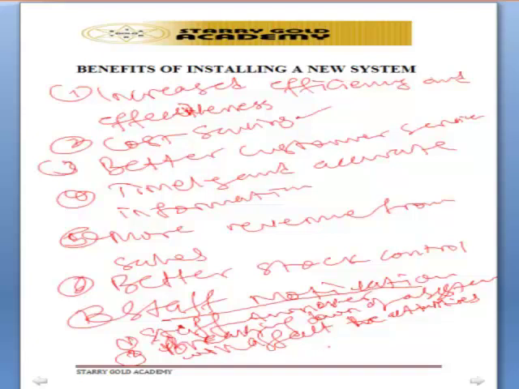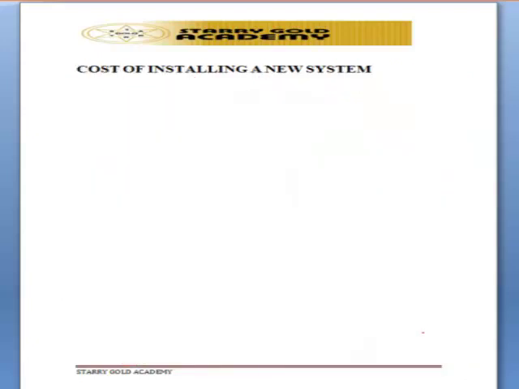Then another thing now is that we have the high cost of acquisition and maintenance, because we have to acquire the hardware, they have to acquire the software and some other things. And also the cost of maintaining the new system. Then the next one is cost of installing a new system. If we want to install or develop a new system, what are the costs that we are going to incur?